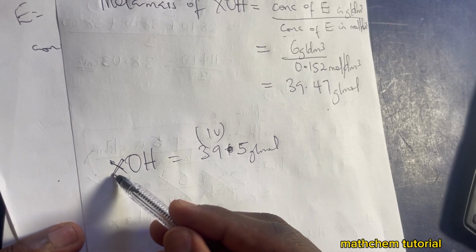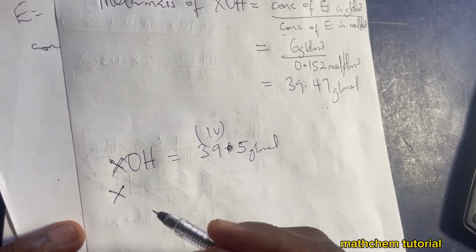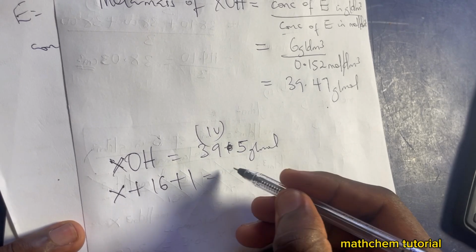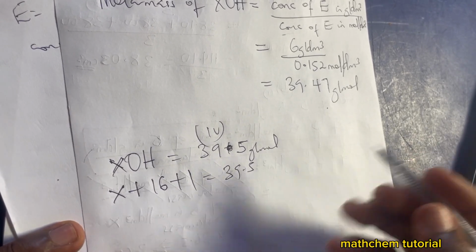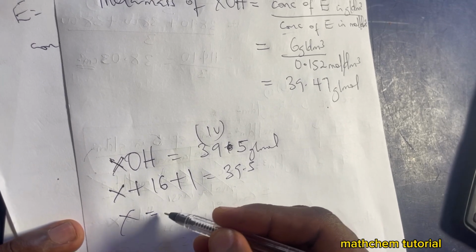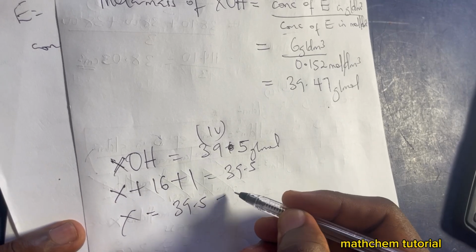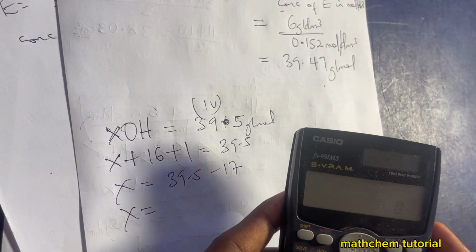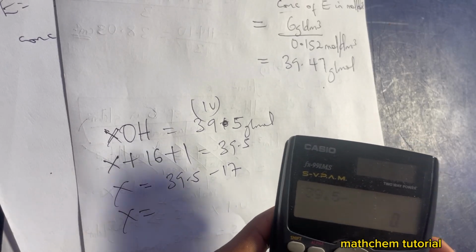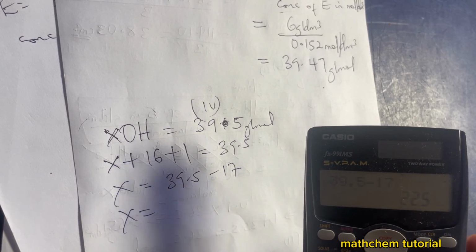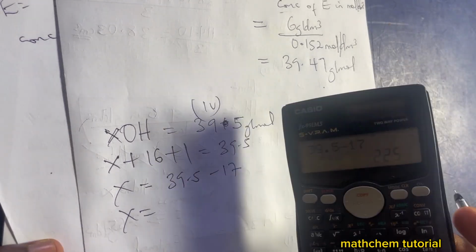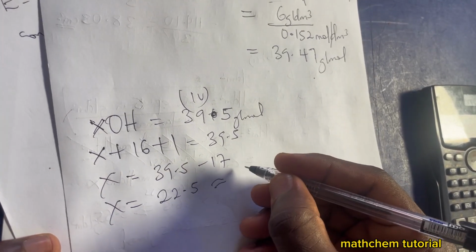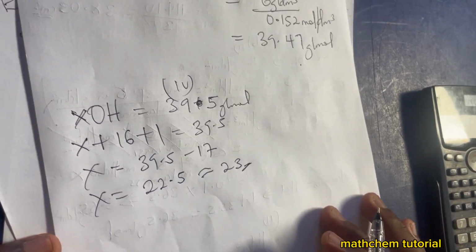So therefore, this X now, you don't know what X is. Let me write X plus O, which is 16, plus H, which is 1, equals 39.5. So by the time you now say X equals 39.5 minus 17, your X will now be 22.5. So X is 22.5, approximately 23. Can you say approximately 23?